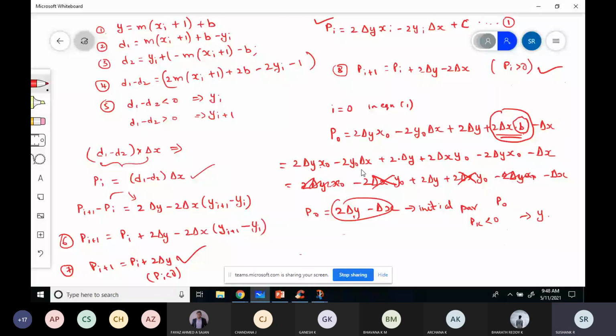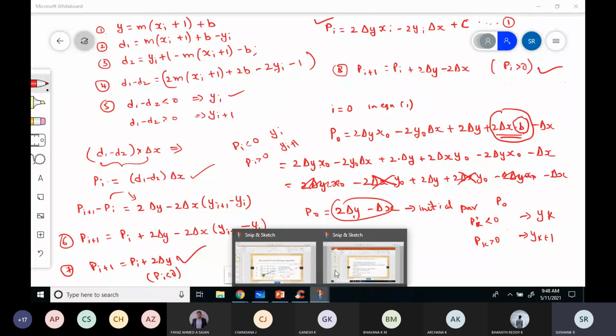Pk less than 0 means we were selecting yi. Wherever k is there, you can replace it with i. So if pk is less than 0, you select yk. If pk is greater than 0, you select y of k plus 1, the same thing. d1 minus d2 less than 0 gives yi, which is nothing but pi only. So pi less than 0, select yi; pi greater than 0, select y of i plus 1. The same thing is written here also.